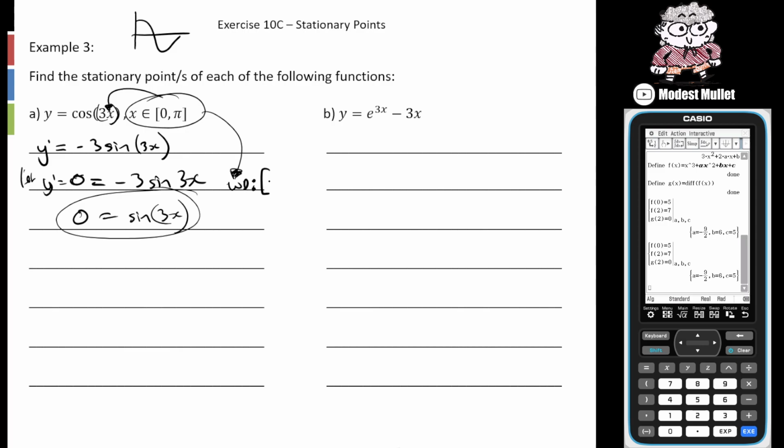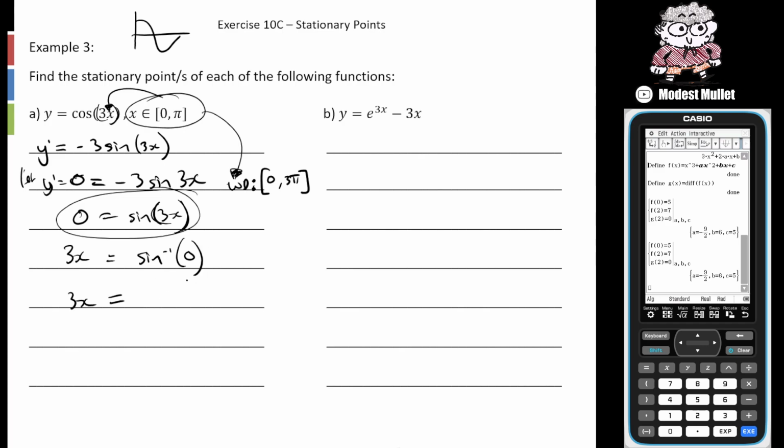That's going to be 3 times 0 is 0 and 3 pi. That's our working domain. So doing inverse sine of 0 is equal to 3x. Let's write that the other way around: 3x is equal to inverse sine of 0.